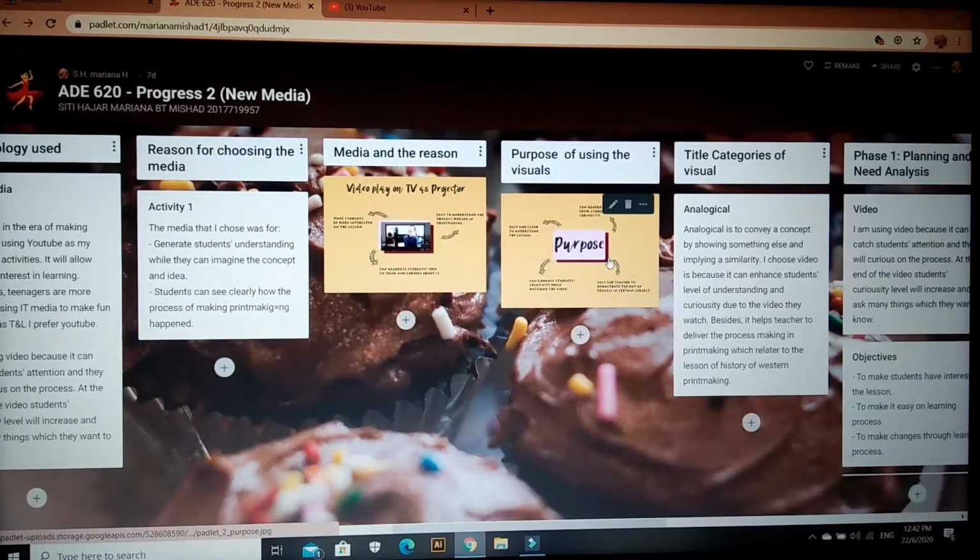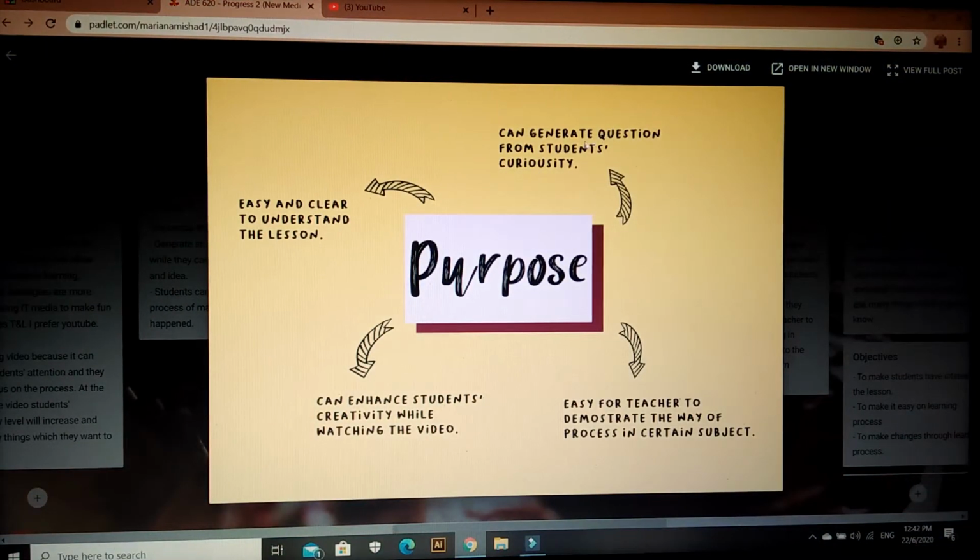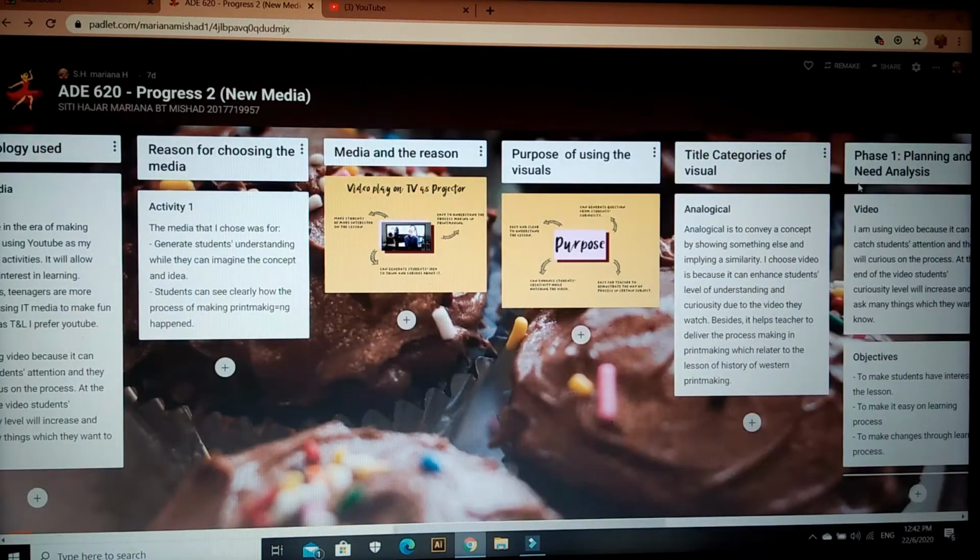So next is the purpose of using visual. First, it can generate questions from students' curiosity, it is easy and clear to understand the lesson, it can enhance students' creativity while watching the video, and it is easy for the teacher to demonstrate the process in a certain subject. Now I will teach printmaking, so this is suitable for the printmaking process.